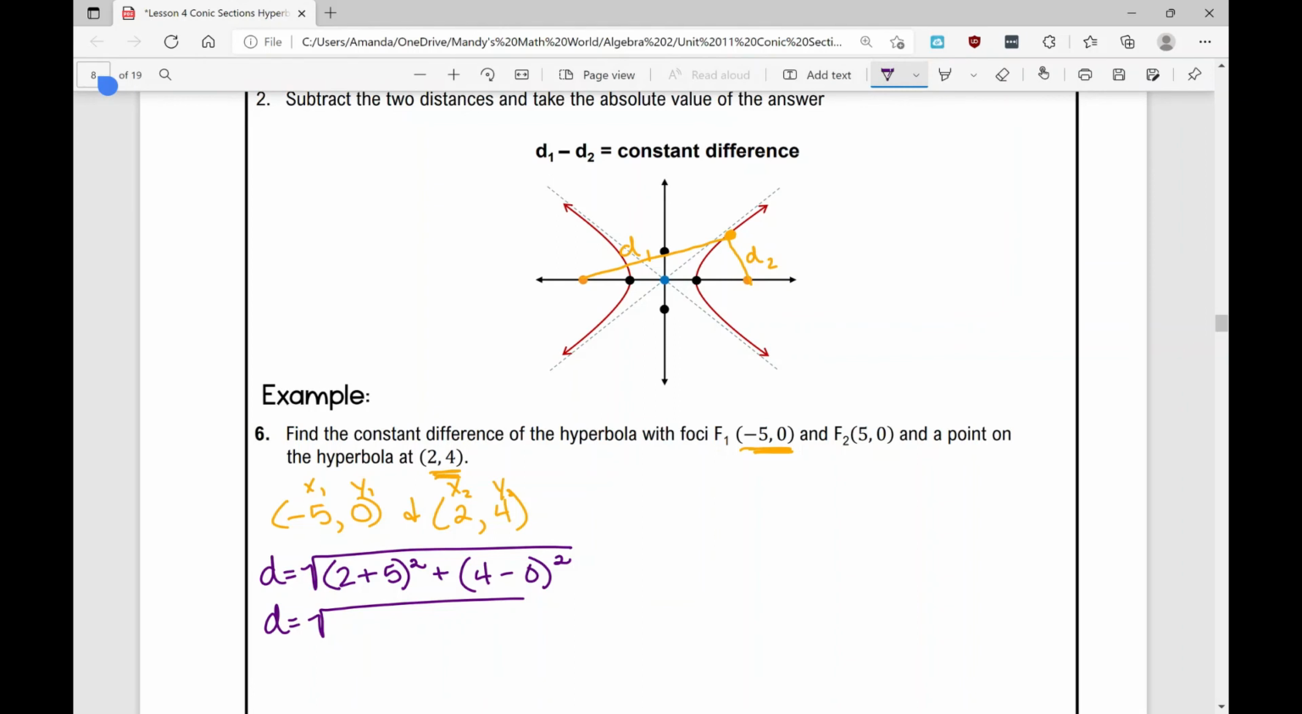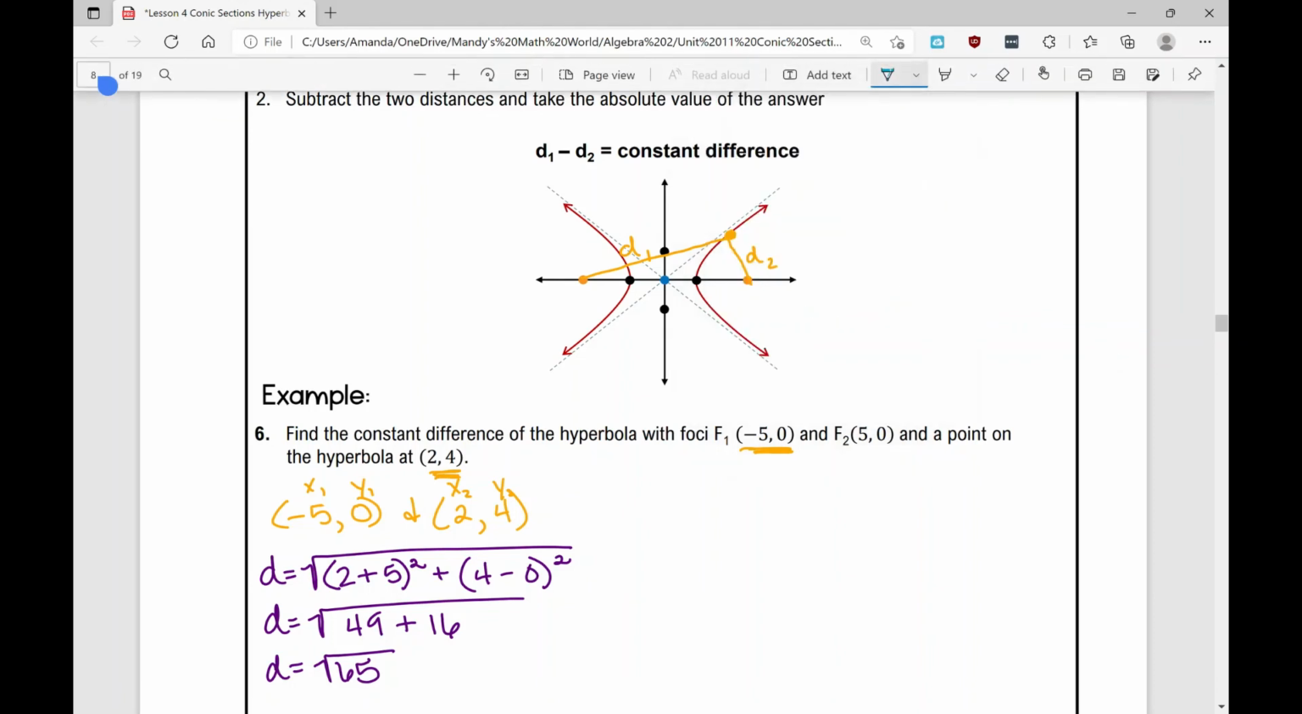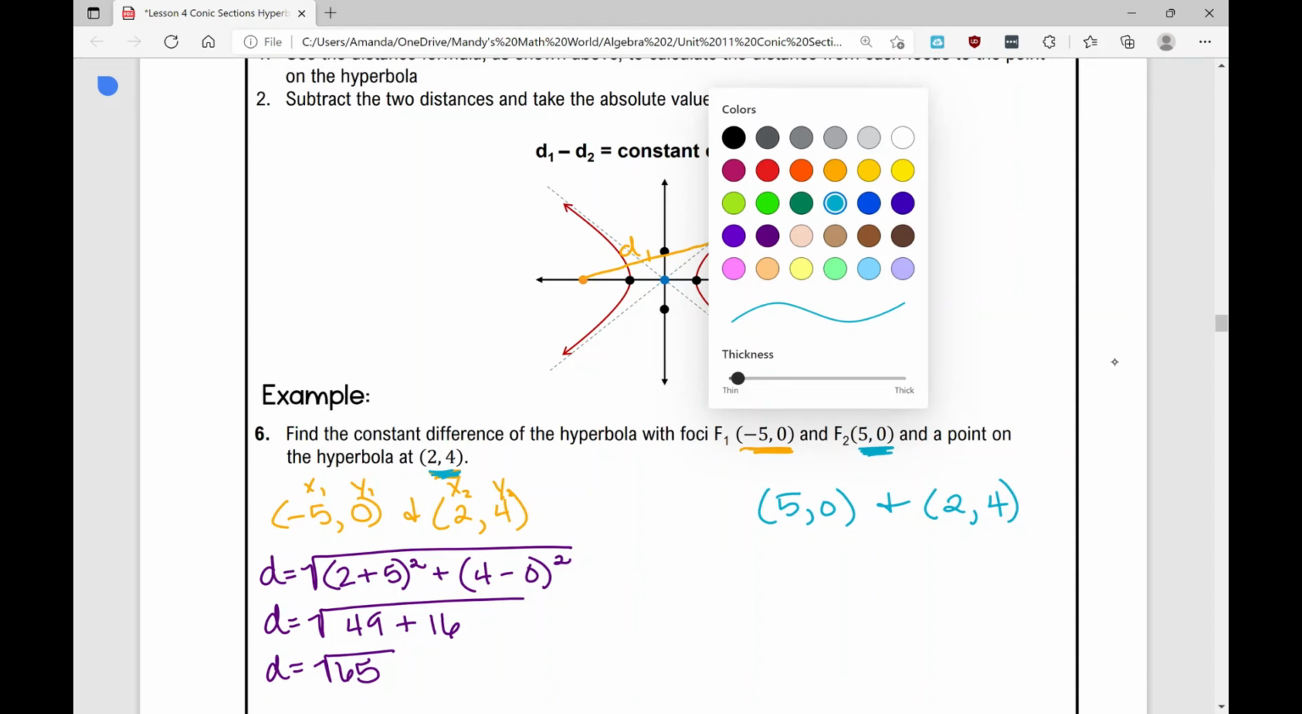2 plus 5 is 7. 7 squared is 49. 4 minus 0 is 4. 4 squared is 16. 49 plus 16 is 65. And I'm going to take the square root of 65. I can't simplify it. Let's move on to our other point. I'm going to find the distance from that focus to this point right here, using that distance formula again.